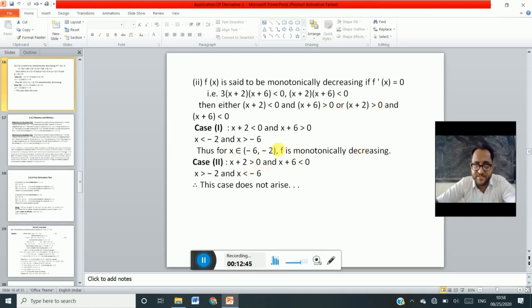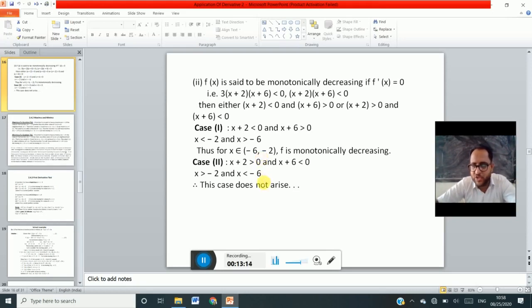And the second case is x plus 2 greater than 0 and x plus 6 less than 0. So x is greater than minus 2 and x is less than minus 6. This case does not arise, right? So for the decreasing function, the value of x belongs to minus 6 to minus 2, in this range. Okay, so this should be the example. In this way we solve examples of this type.